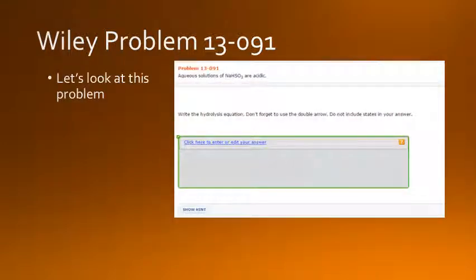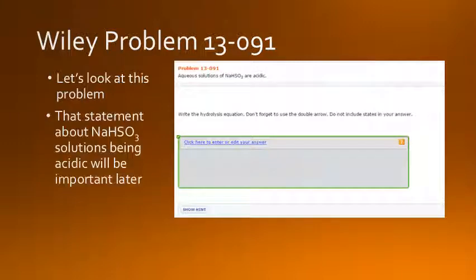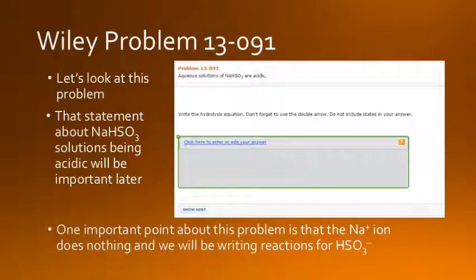So it says that solutions of sodium hydrogen sulfite are acidic. The first thing they want us to do is write the hydrolysis equation. Use the double arrow, don't include states. The statement about the sodium bisulfite being acidic is important later. One thing about this problem is that the sodium ion does nothing. This problem is all about the hydrogen sulfite ion, HSO3-.